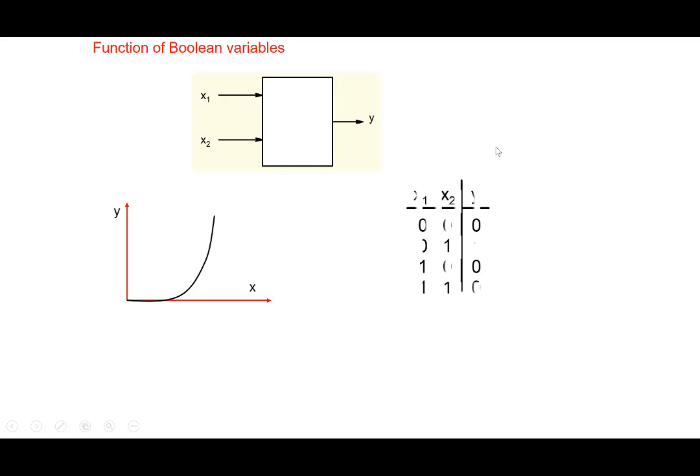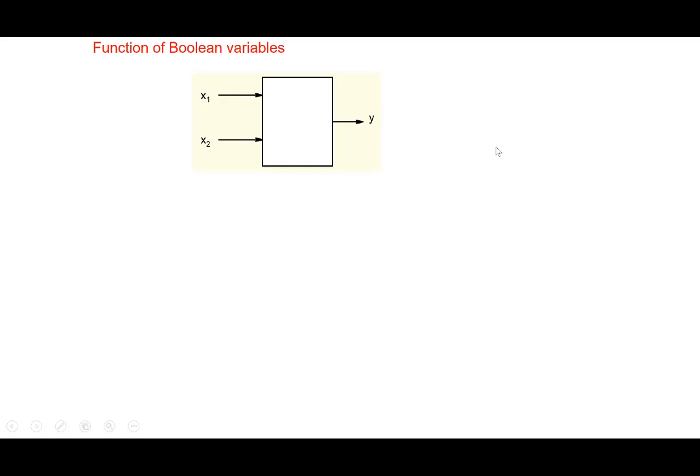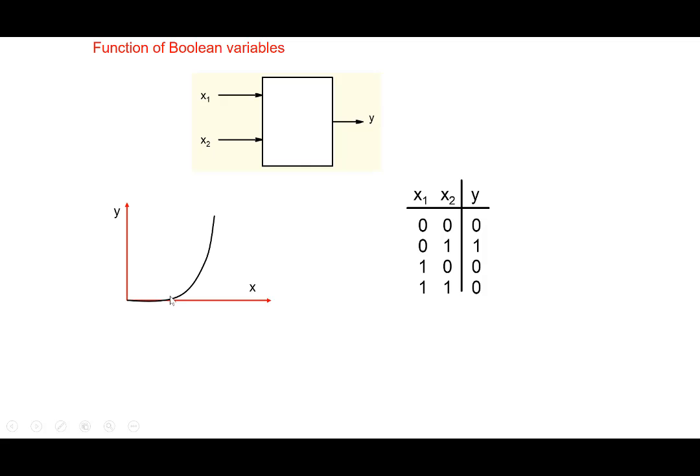And just like in normal algebra that we are familiar with, where we have one variable being a function of another variable, for example y is a function of x, let's say an exponential function or a parabola, here also you have a function. y is a binary variable, and it's a function of two variables here, x1 and x2. Each one of them is one bit, and y is also one bit.